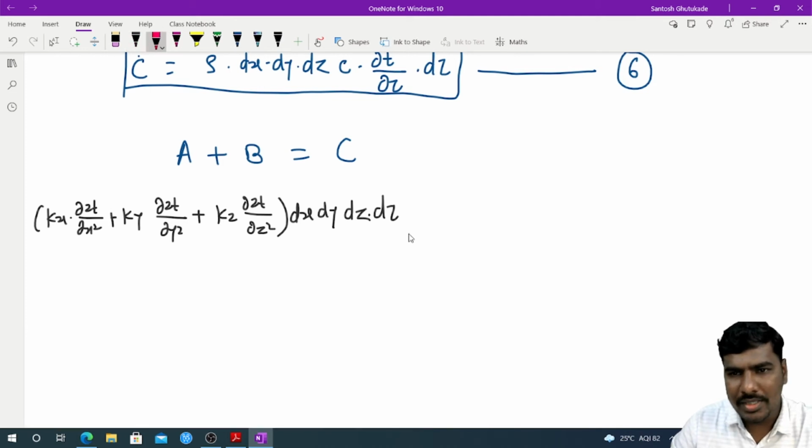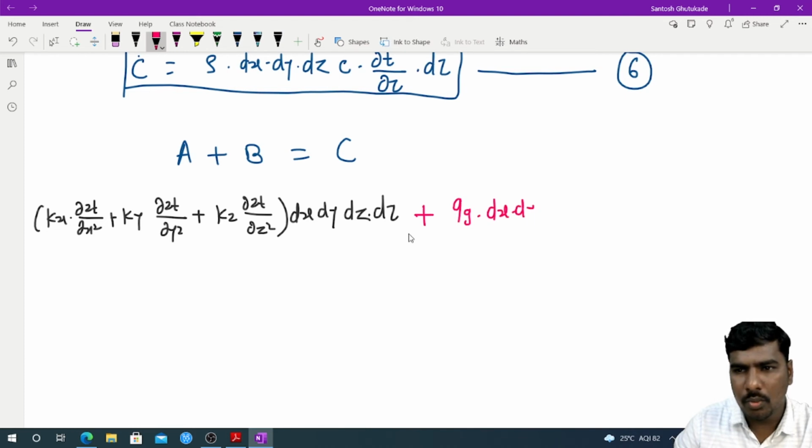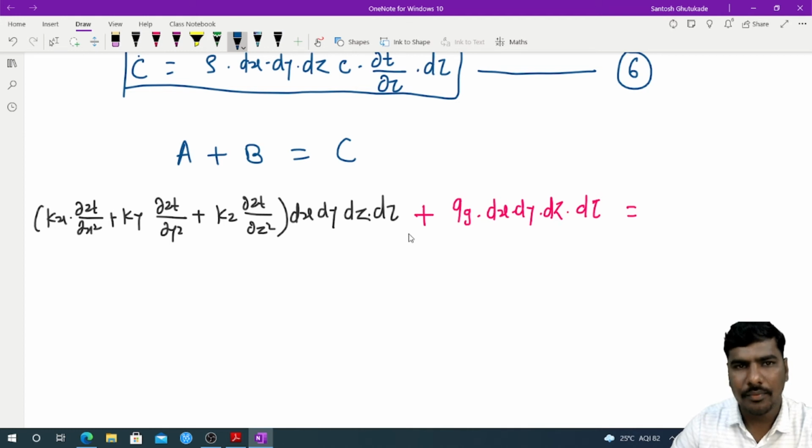Okay. Now plus, what is part B? The internal heat generation, that is Qg in the unit volume. So dx, dy, dz is the volume for a given time interval d tau, is equal to the third part, the C part. So that is the total energy stored, mass of a body into specific heat into rise in temperature for a given time interval. So that is rho into C into ∂T/∂tau into dx, dy, dz and d tau. So I have just rearranged this equation.